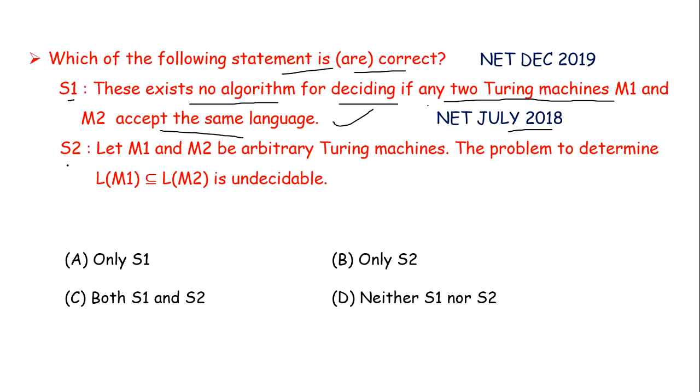Now let us see what is statement number 2. Let M1 and M2 be arbitrary Turing machines. The problem to determine whether the language of M1 is a subset of the language of M2 is undecidable. Again, this is true because it is a standard halting problem of Turing machines. It is undecidable. So both these statements are true. So the right answer will be option C. Both S1 and S2 are true.